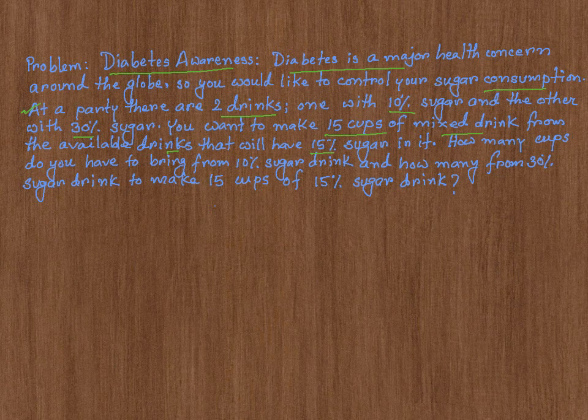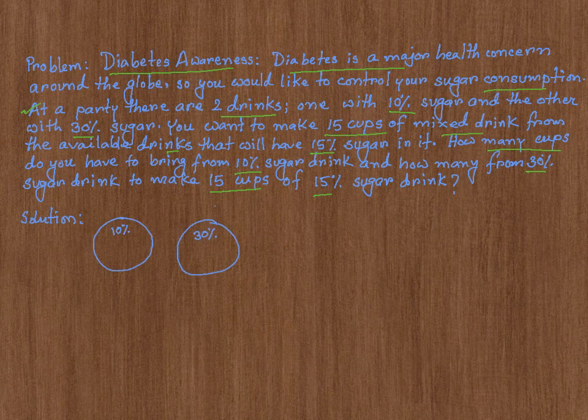And the question is asking how many cups of drinks you have to bring from the 10% sugar drink and how many you have to bring from the 30% sugar drink. And the total number of cups you want to make is 15 cups with 15% sugar concentration in it.